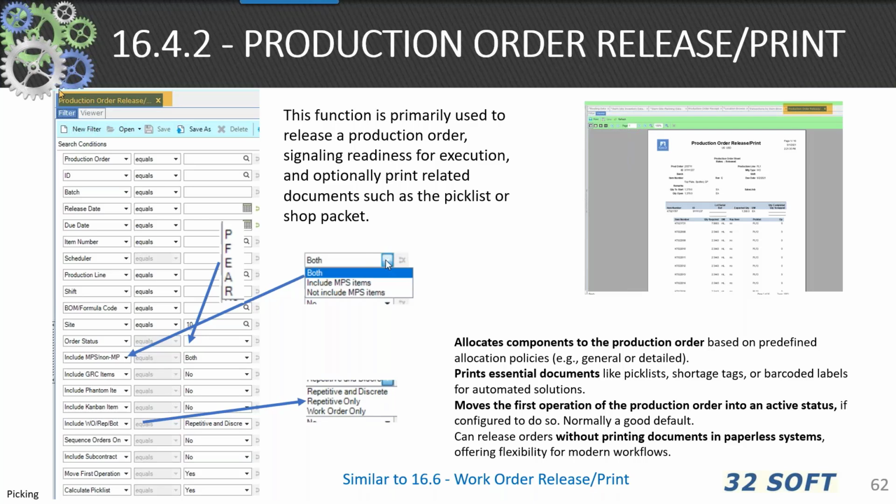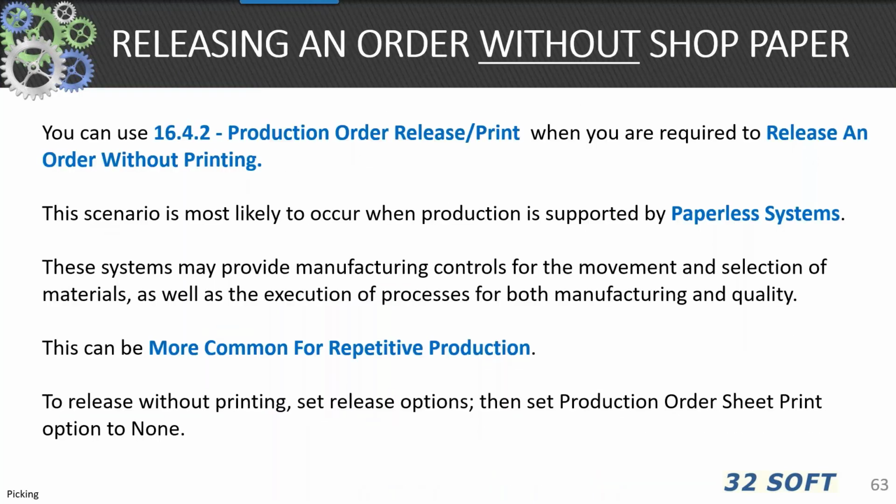16.4.2 allocates components, prints documents, and moves the production order to the first operation, optionally through your control file, and you can release orders without printing documents, such as a paperless system. In paperless systems, normally in a repetitive environment, you can use the 16.4.2 without printing paperwork. Such industries as food and beverage, pharmacy, oil, automotive, electronics, all can be released without printing and by setting the release options to print sheet none.